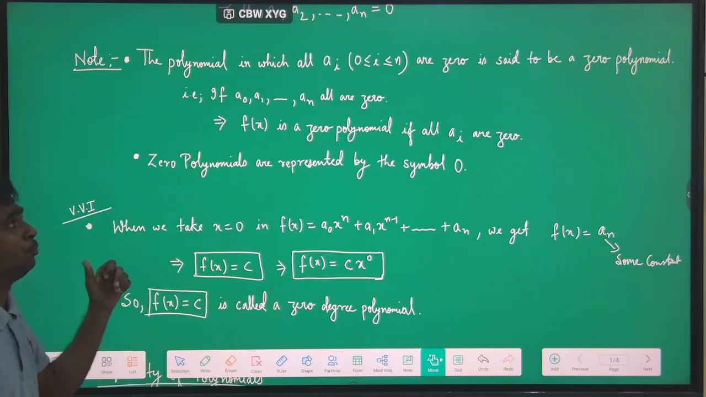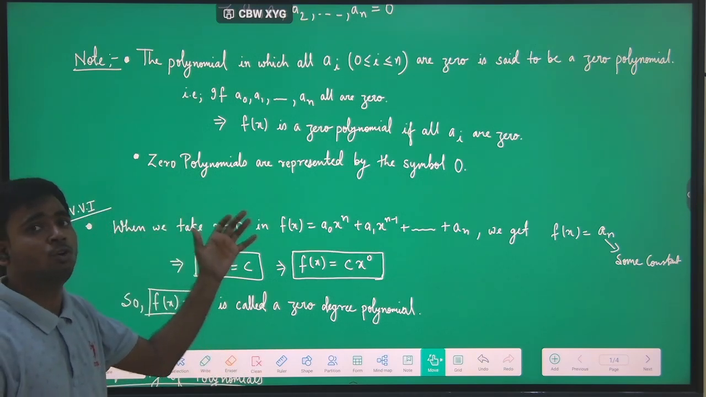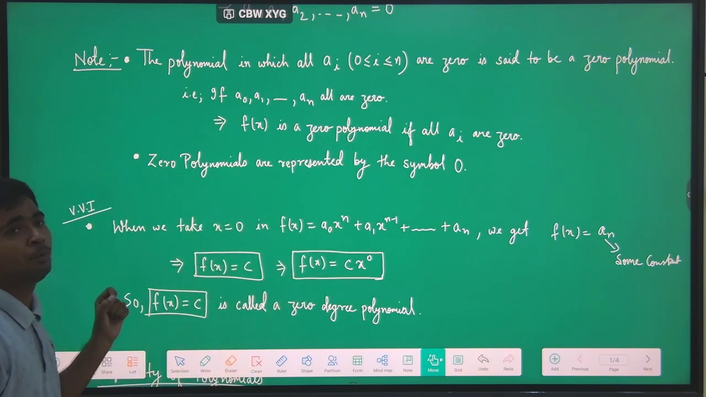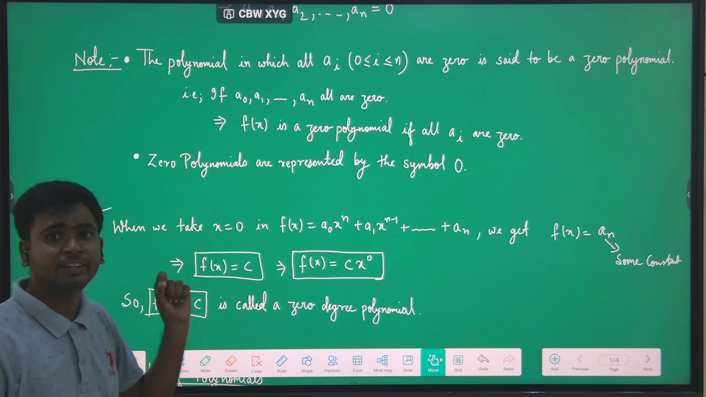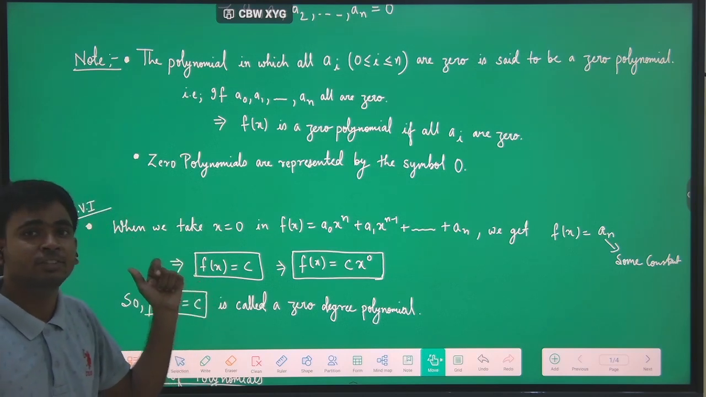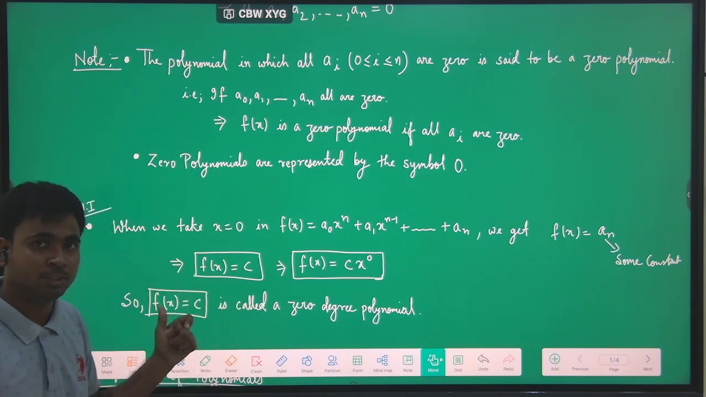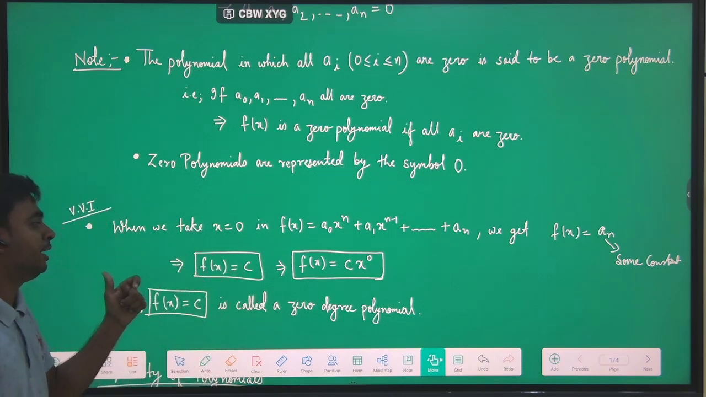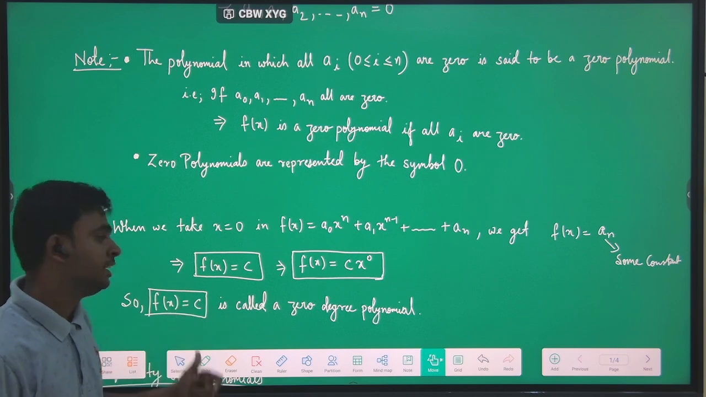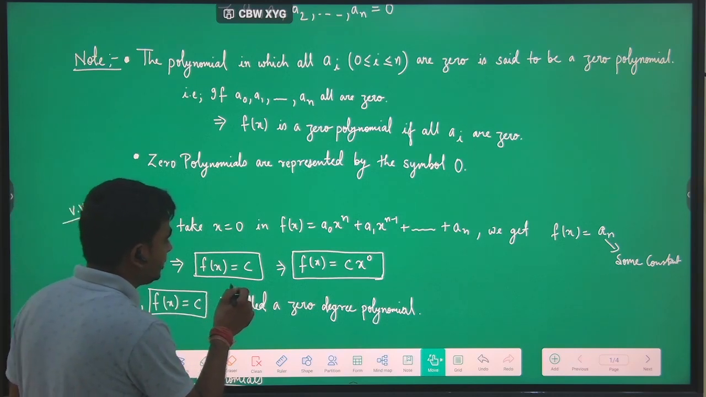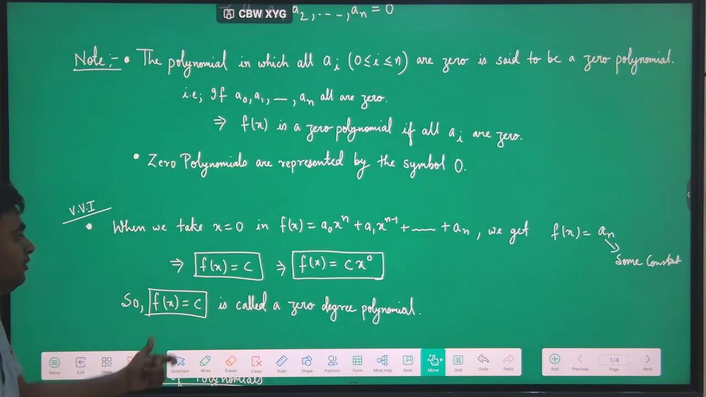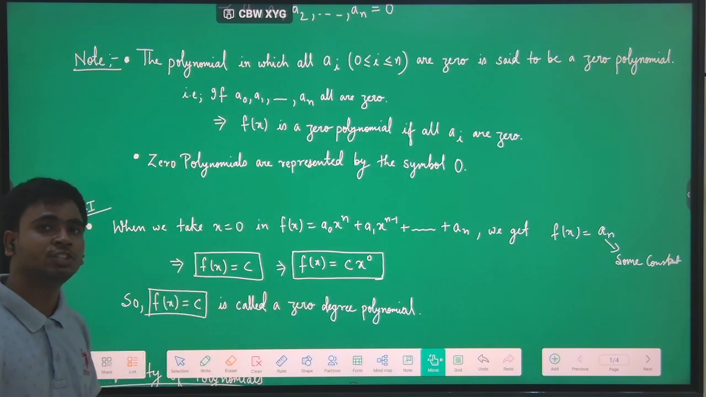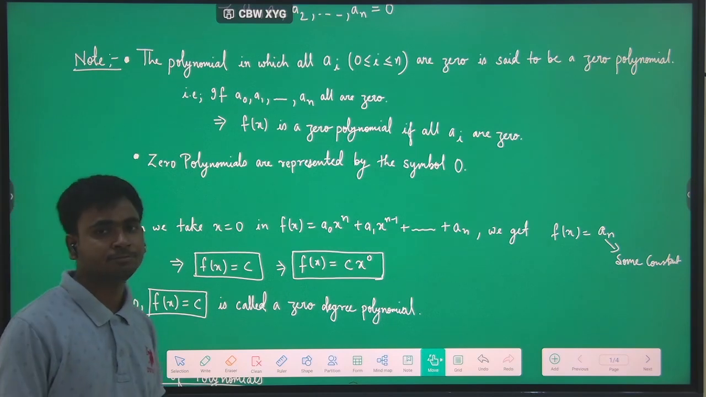In a zero polynomial, all the terms are zero. But in a zero degree polynomial, there exists one term, which is the last term, an x to the power zero. Since the power of x is zero, we say it is a zero degree polynomial. It is of the type f(x) equal to c. So f(x) equal to c type polynomials are termed zero degree polynomials. Okay.